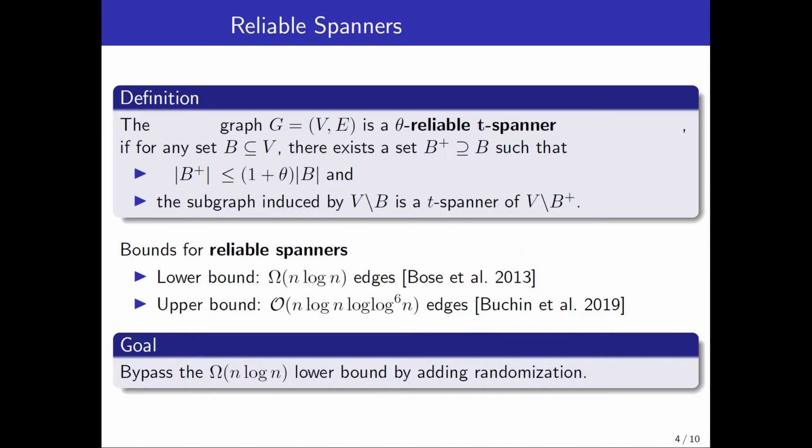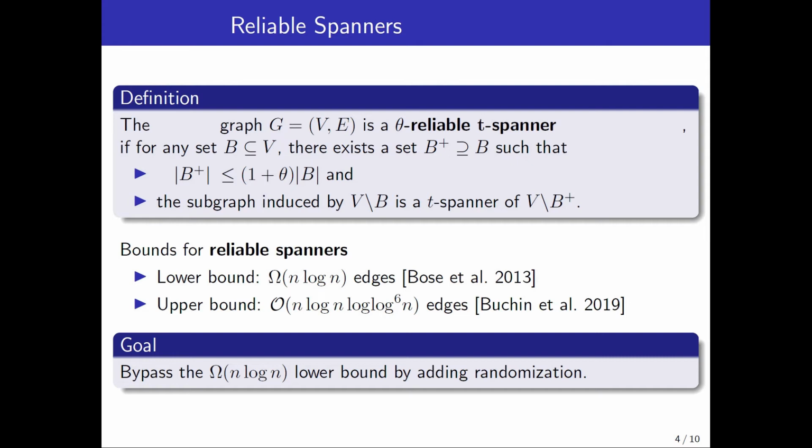Okay, so what do we know about reliable spanners? Well, we have both lower and upper bounds. The lower bound says that in order to construct reliable spanners, we need at least n log n edges. The upper bound is almost tight, so it has only a log n to the 6 extra factor. We see here that it's much better than quadratic sized construction for the fault tolerant spanner case. This is already a huge improvement, but with this work our goal was to go even further.